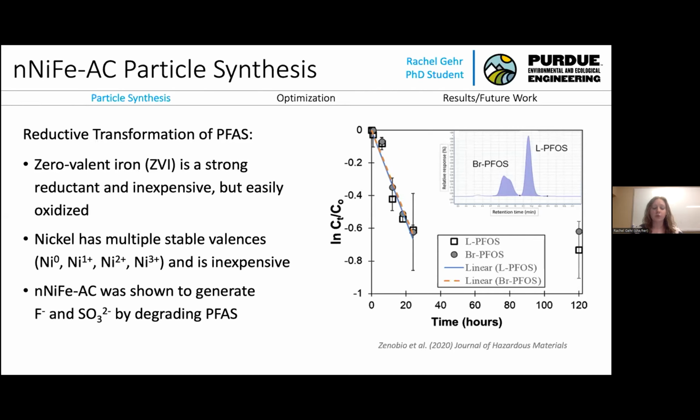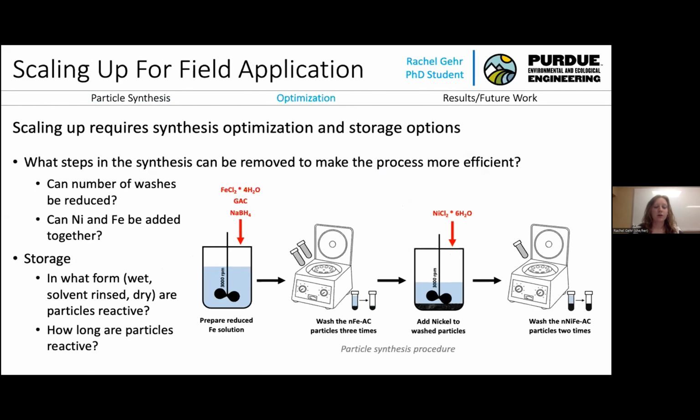Since this process was so effective, my task now is to look at how to make it more efficient, and make it implementable in the field, which is really our main goal here. So we want to scale up the process so that this can be used on industrial and military sites. Currently, synthesizing the particles takes about 8 hours and produces about 25 grams of particles, which is a pretty low amount. So some of the key questions I've been asking address each of these steps, to see if some of them can be removed or perhaps condensed to make the process more efficient.